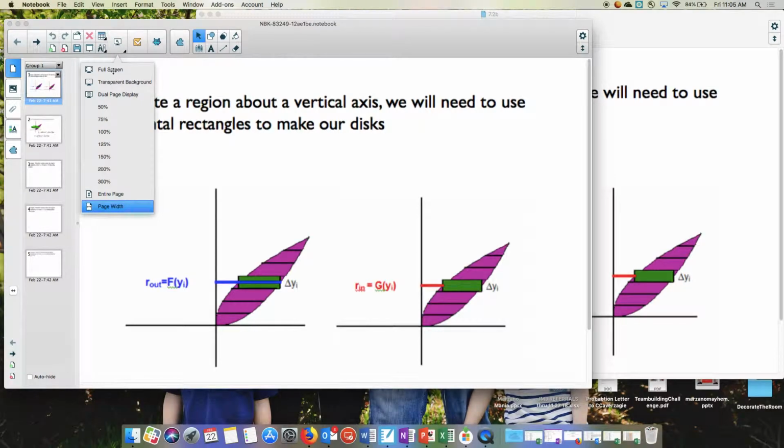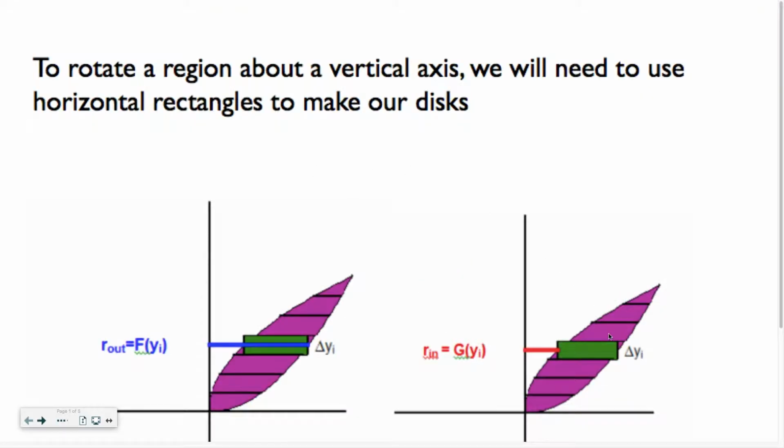We spent some time going through volumes of revolution when we were rotating about a horizontal axis. Now we're going to rotate about a vertical axis. So we're going to start by rotating about the y-axis, and then we'll venture off like we did yesterday. Okay? Well, if we're still going to create discs and washers, then we need to have horizontal rectangles to rotate around those vertical rotations.